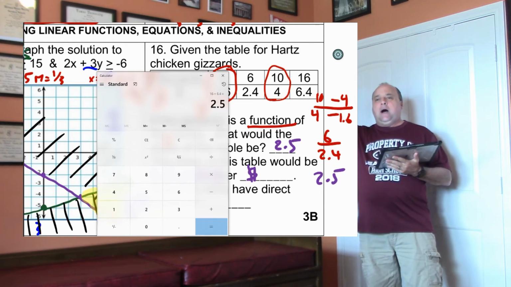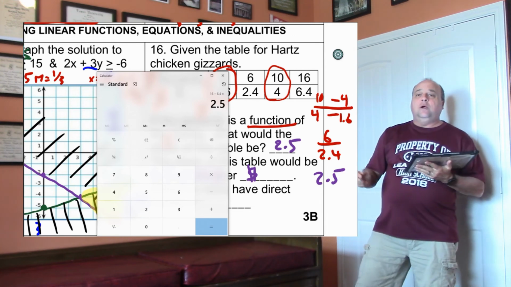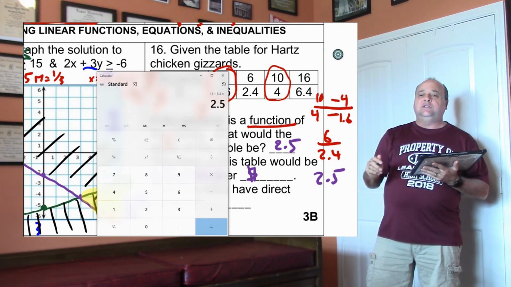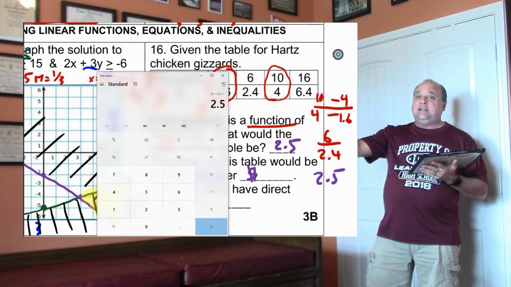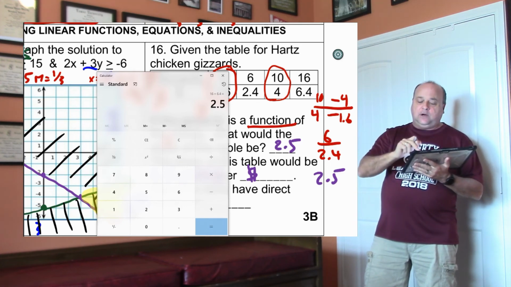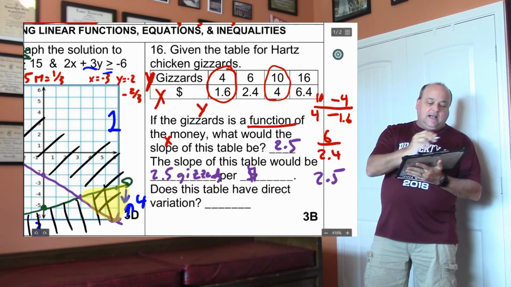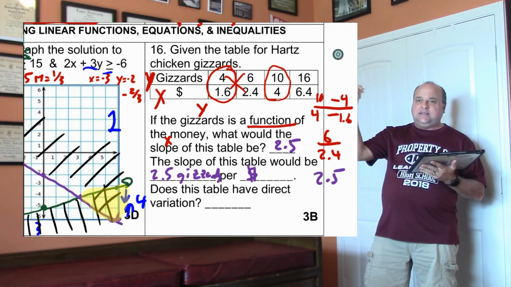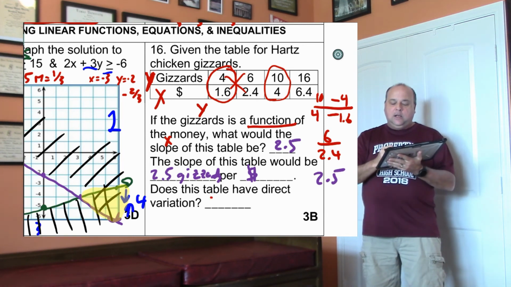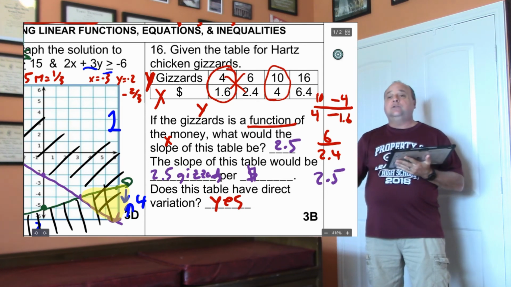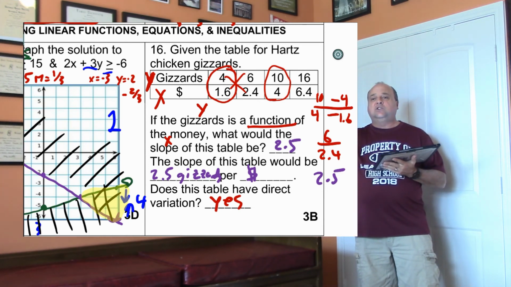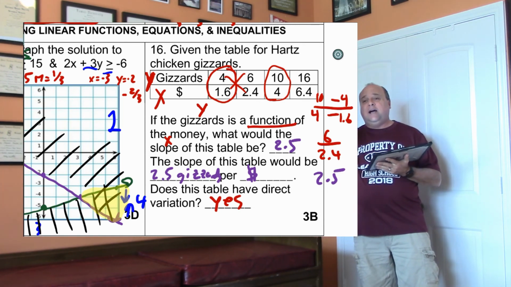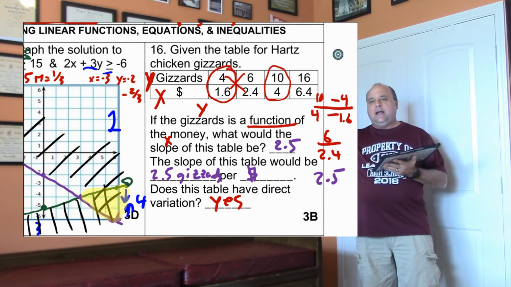Notice if I divide my y by my x, I always get 2.5, which is the slope or the constant rate of change. Since that does not change, it has direct variation, doesn't it? Also, if it has direct variation, if you were to cross multiply, they would be equal. The table is proportional, right? So yes, this table has direct variation because the slope is constantly 2.5, every y divided by x.